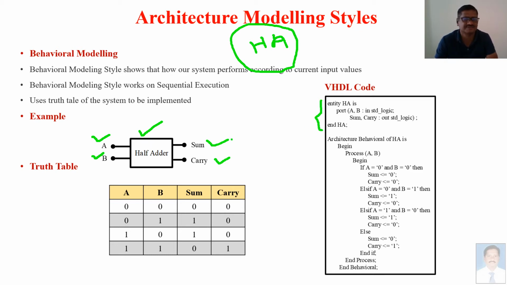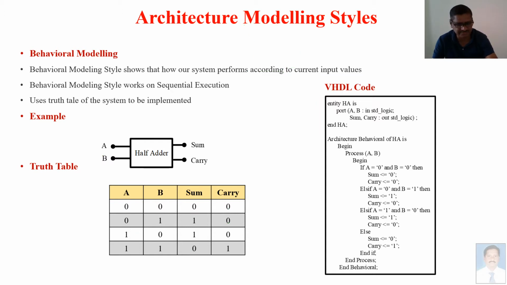How? I will discuss. Before that, we will try to understand the truth table. This is 0 and 0, its sum is 0 and carry 0. 0, 1, its sum is 1 and carry 0. For 1, 0, its sum is 1 and carry 0. For 1, 1, its sum is 0 and carry is 1. This is the basic truth table available for the half adder. Right? Now, we will try to implement the same.